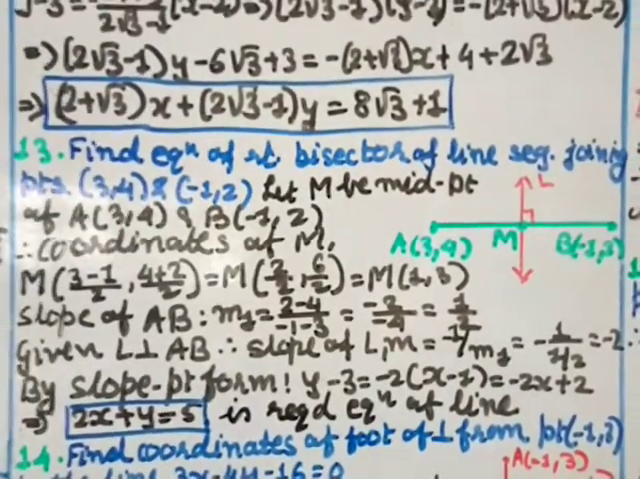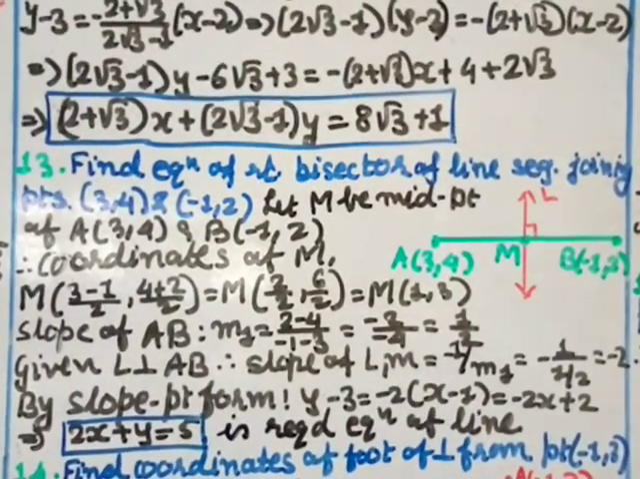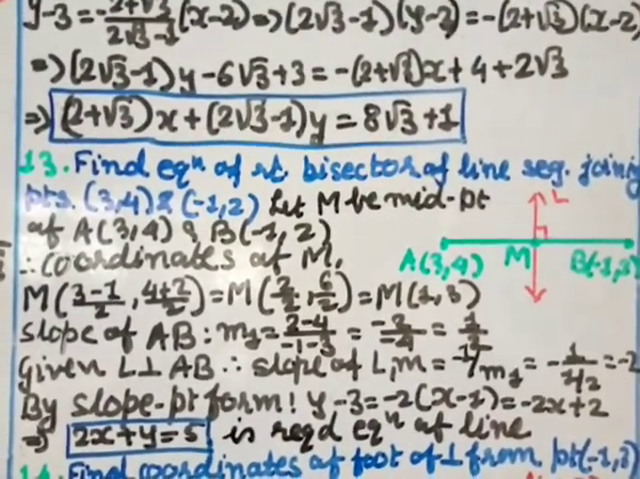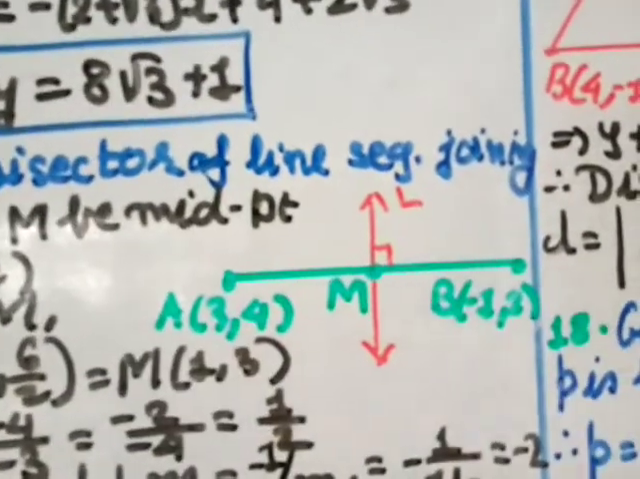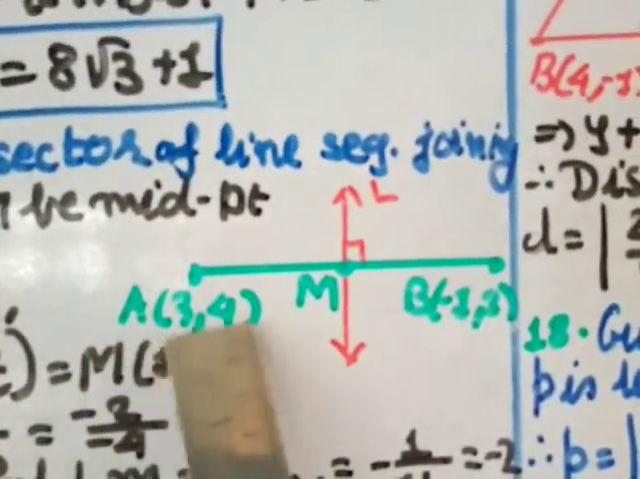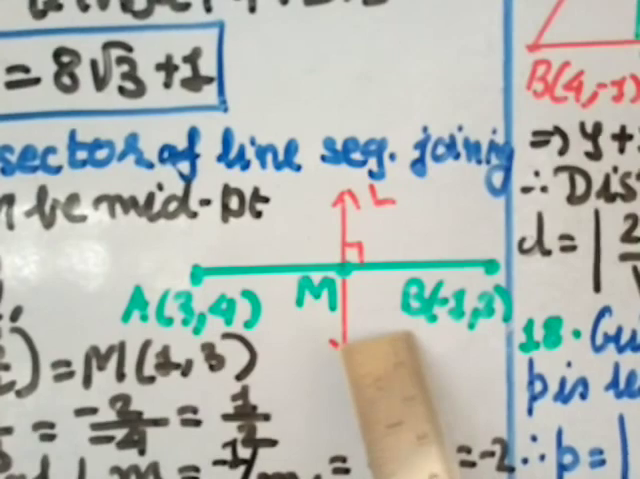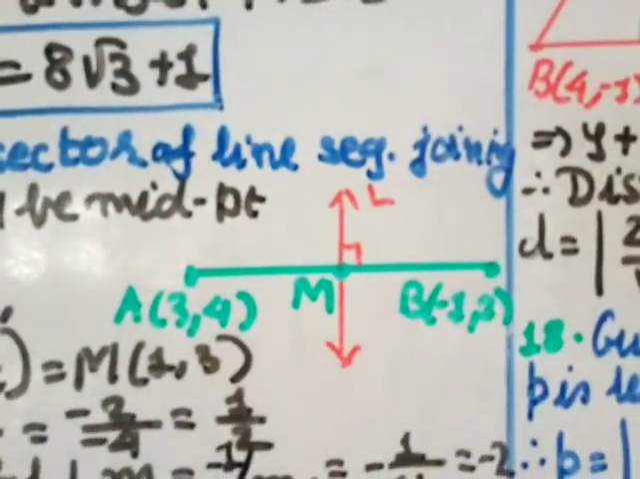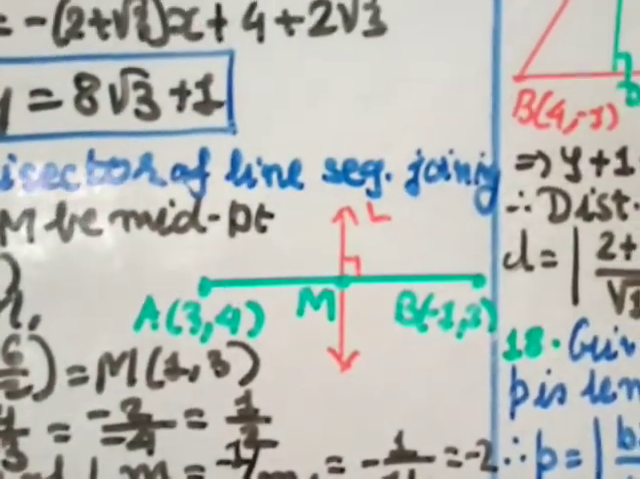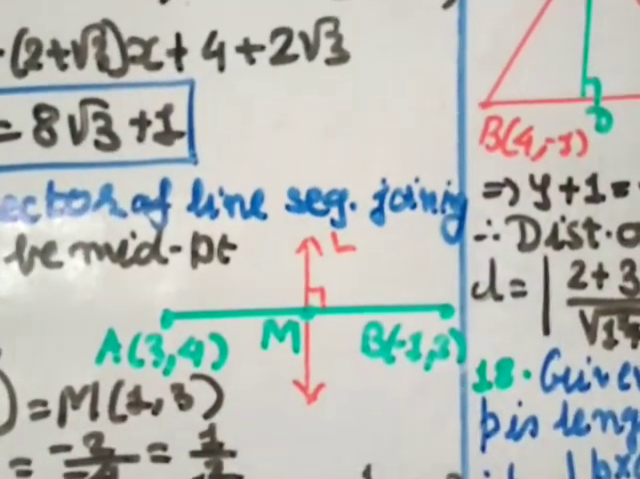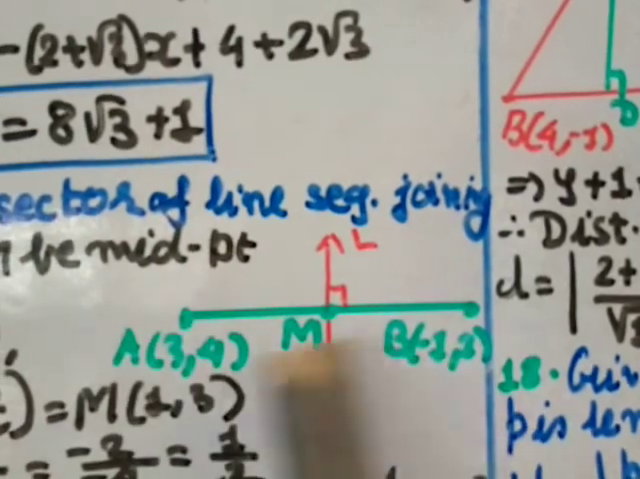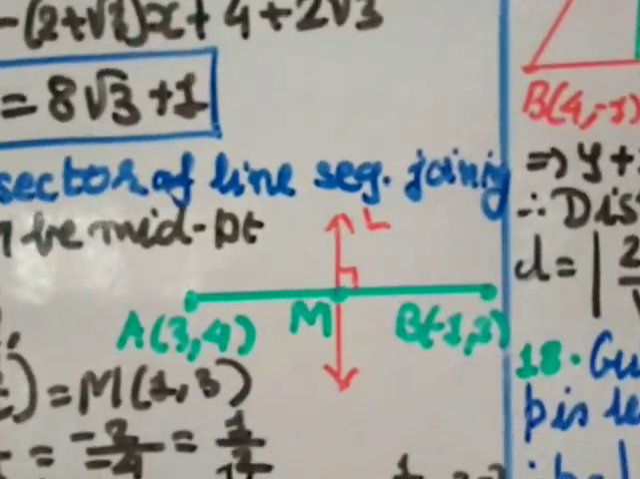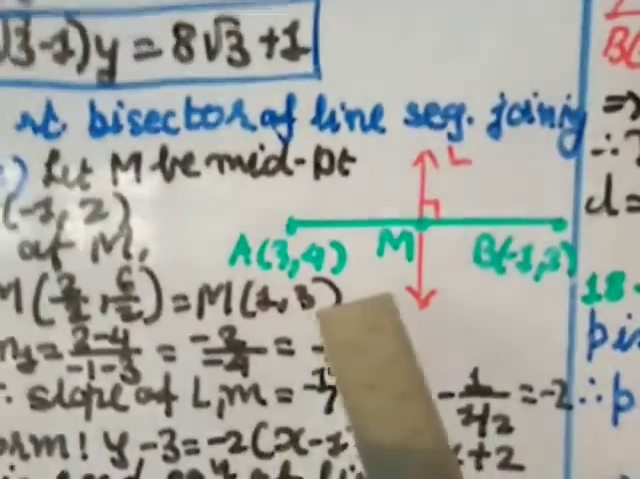Question number 13. Find equation of right bisector of line segment joining points 3, 4 and minus 1, 2. So this is the line segment, point 3, 4 I call it A, and minus 1, 2 call it B. And you have to find the equation of the line which is bisecting these perpendicularly, at a right angle. So perpendicular plus bisecting. So this point which is intersecting L and AB is midpoint of AB. So we find the coordinate of M.